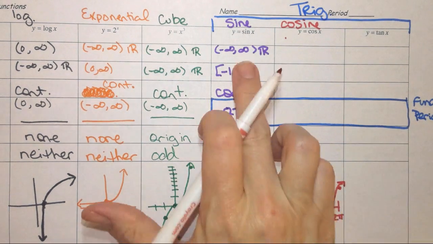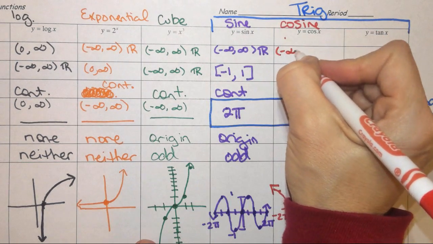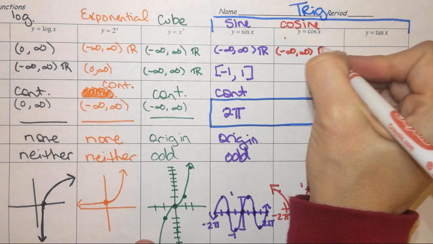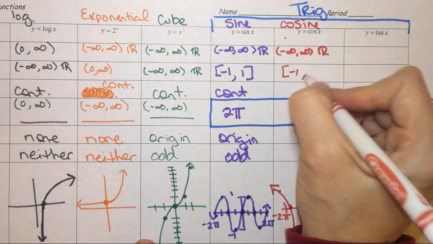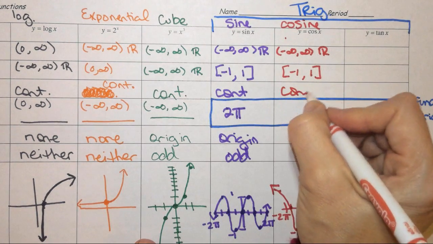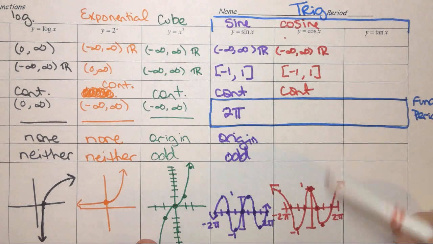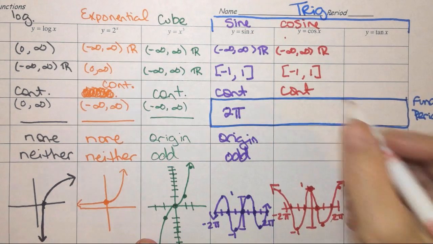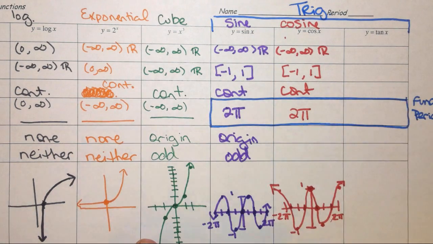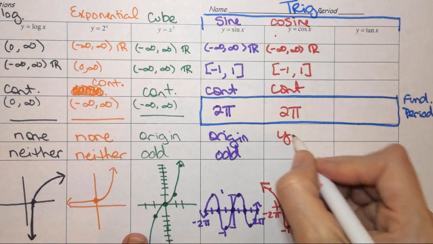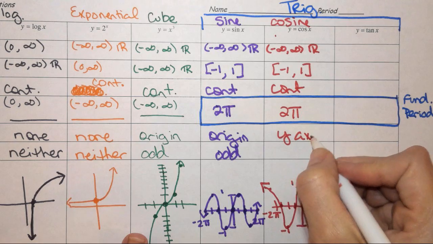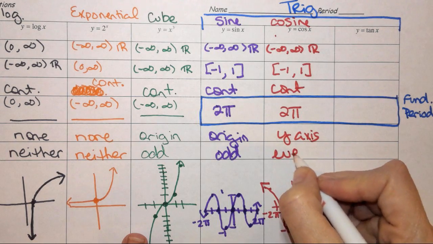So the domain is the same. It's still going to go on forever. The range is still being capped out between 1 and negative 1. It's still continuous. My pattern for cosine is max, axis, minimum, axis, max. That takes a complete 2 pi's to make a cycle. So your fundamental period is called 2 pi. This is symmetric about the y-axis. That means it's even.